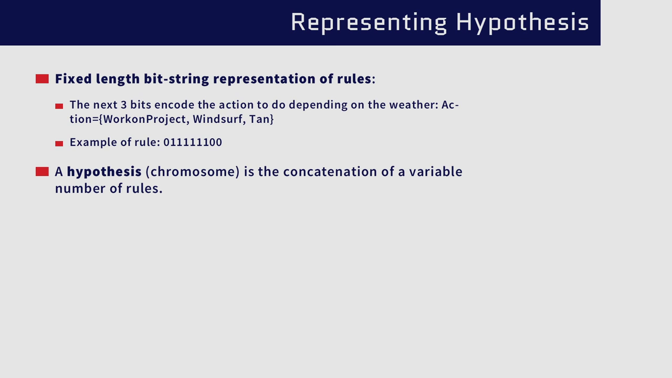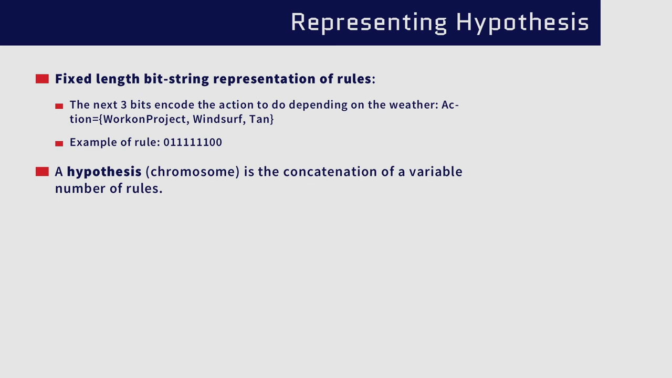In that case, what would this particular chain of 9 bits encode? It will encode a rule saying that if it's not sunny and no matter what the wind is, then I will work on my project. Each attribute, which is a dimension of the genetic space, is represented as a fixed length bit string representation.